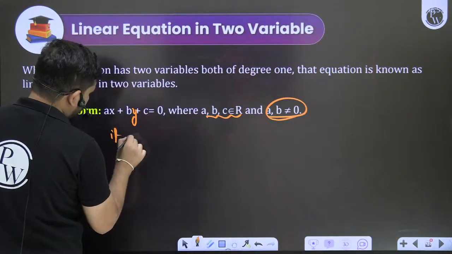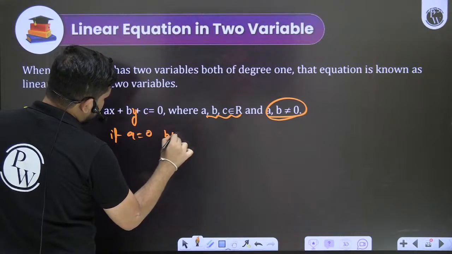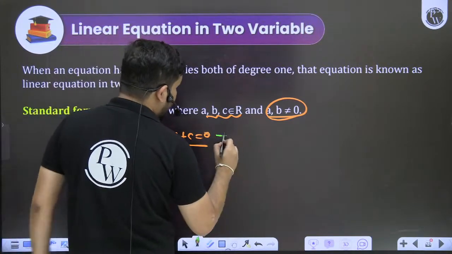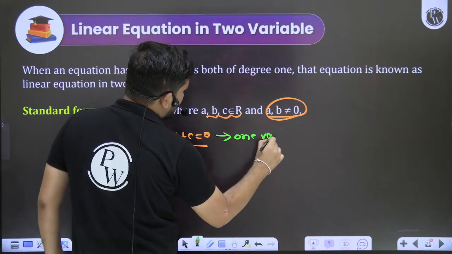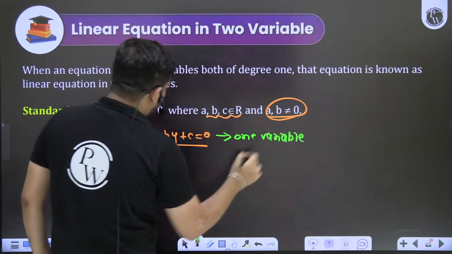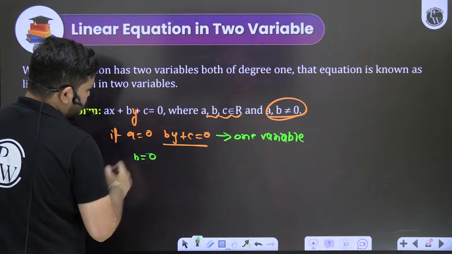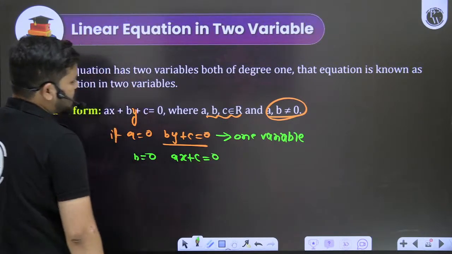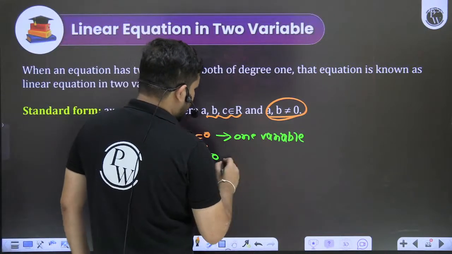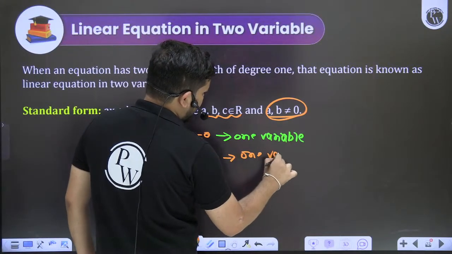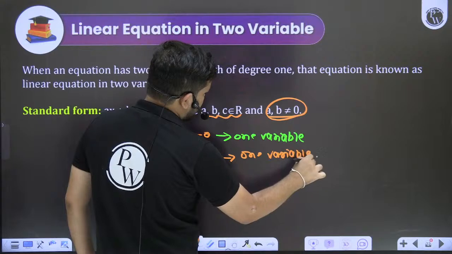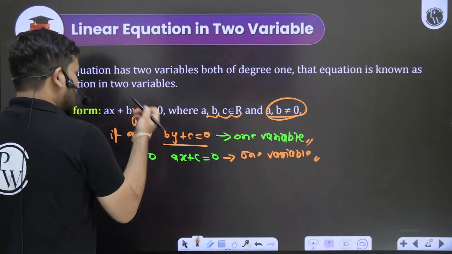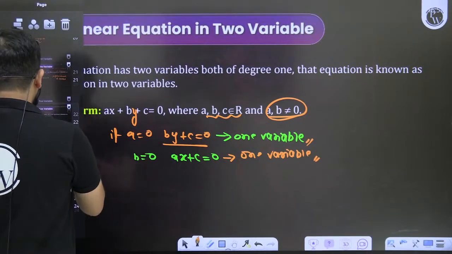If a is equal to 0 over here, then it becomes by plus c equal to 0. Then this becomes a linear equation in one variable, not two variables. And if b is equal to 0, this equation becomes ax plus c equal to 0. Then this is nothing but one variable again. Got it? So that's the reason a and b should not be equal to 0 over here.